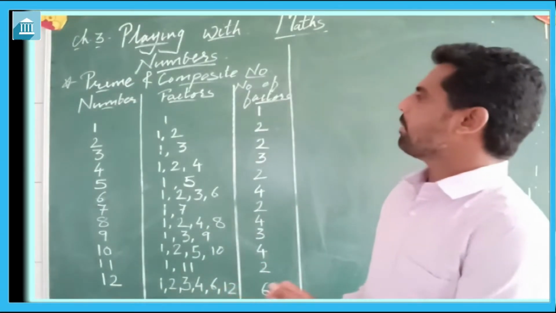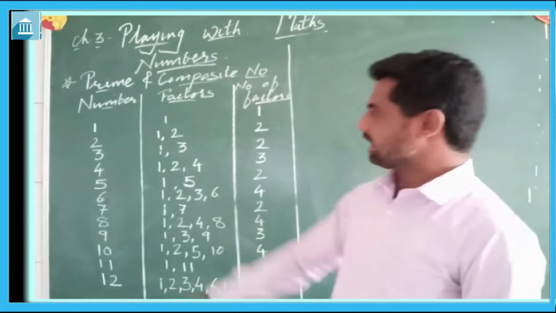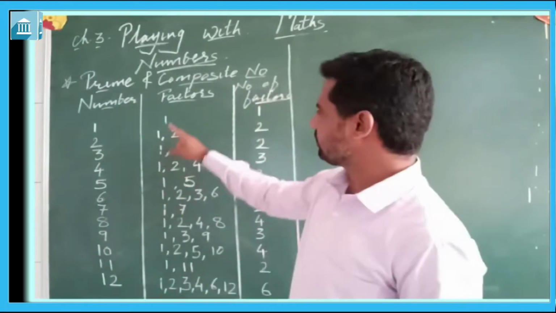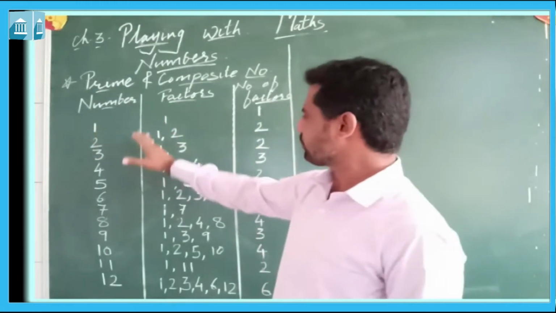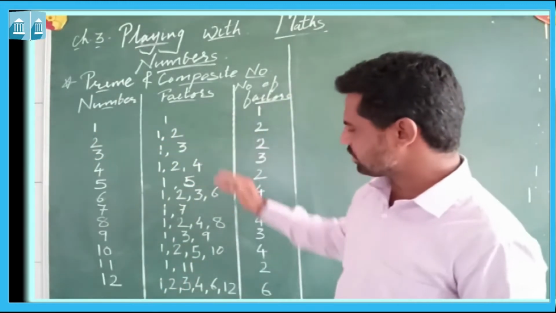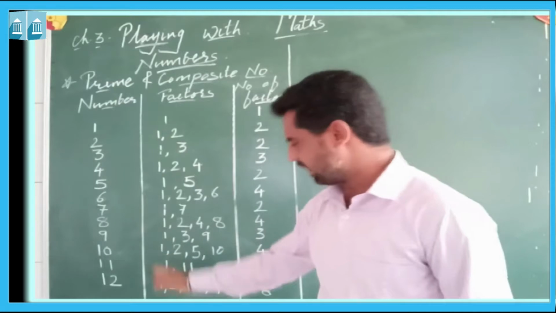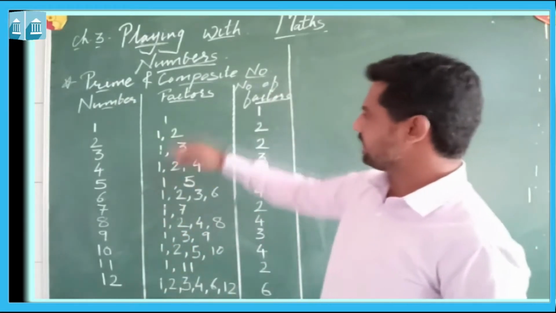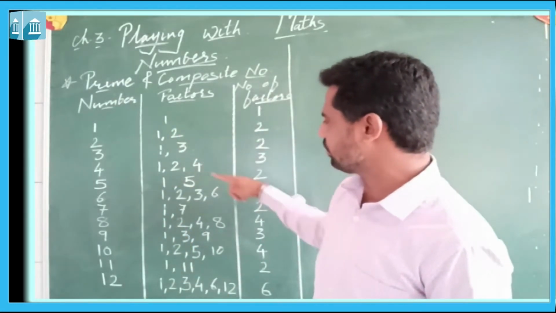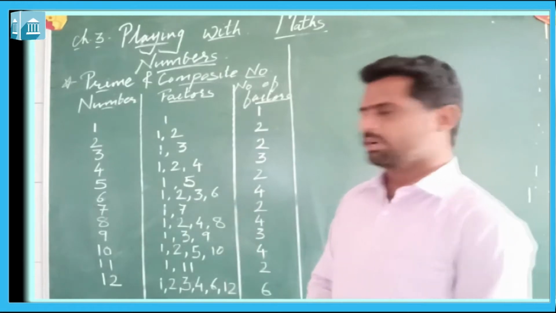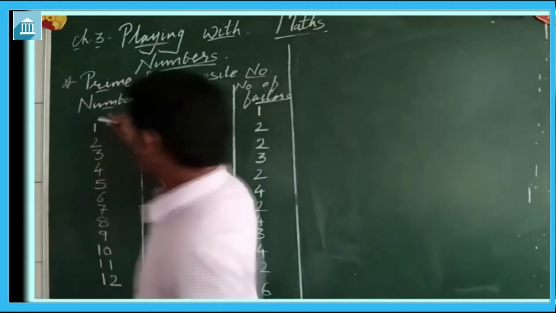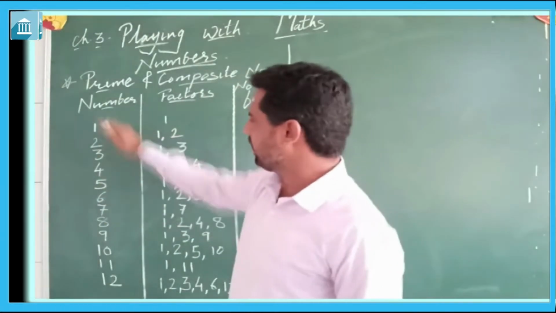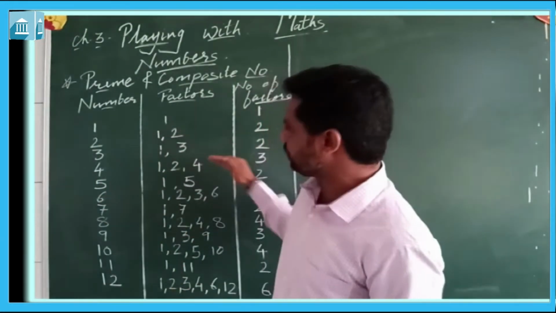By this we can understand that every number has at least 2 factors, except 1. 1 is a factor of every number and the number itself is also a factor of this number. Now just leave 1, except 1, every number has at least 2 factors as we had discussed.